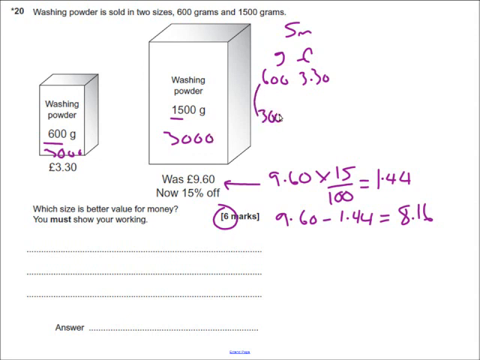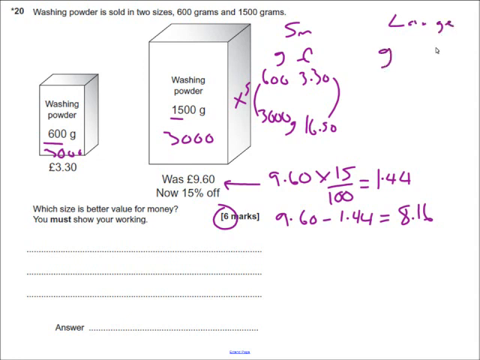If I make it from 600 to 3000, I've multiplied the weight by 5. And all I need to do is multiply the money by the same amount. So £3.30 times 5 tells me it would cost me £16.50 to make 3000 grams using just small boxes. Now let's look at the large box and do the same thing.